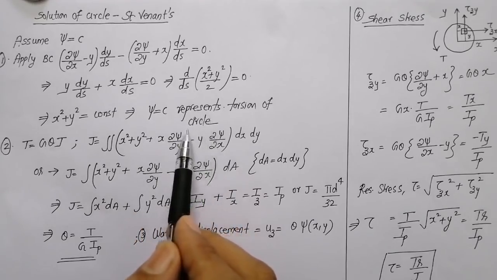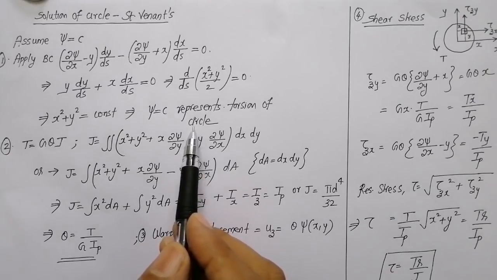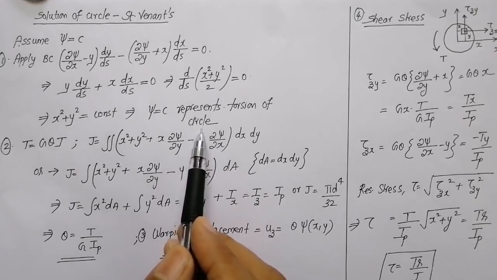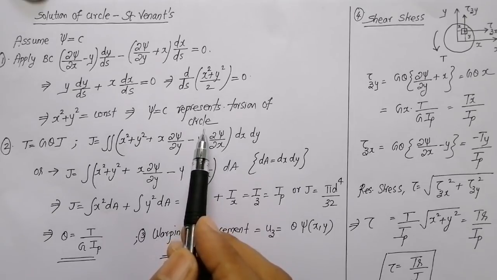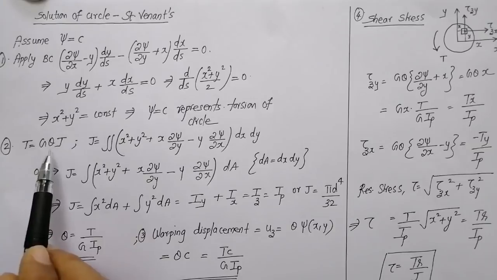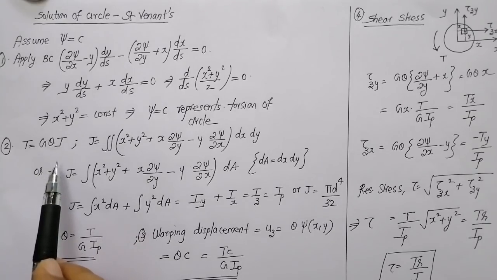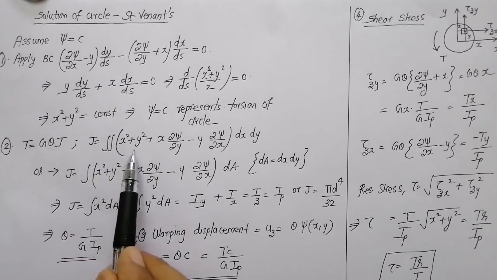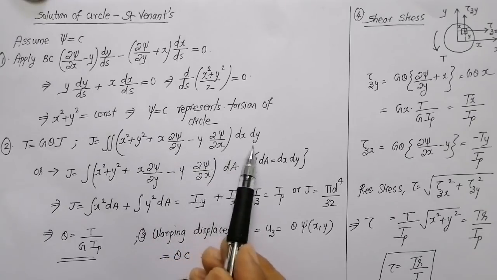It represents a circle. Now the second question is to find out the torsional rigidity of the prismatic bar. Prismatic bar in the sense, initially they have given psi equal to c. Now we have derived that psi equal to c represents a circle. So for the torsional rigidity of the circle, we have the equation T is equal to g theta into j. Remember, torsional rigidity is equal to gj, where j is equal to double integral x square plus y square plus x dou psi by dou y minus y dou psi by dou x dx dy.